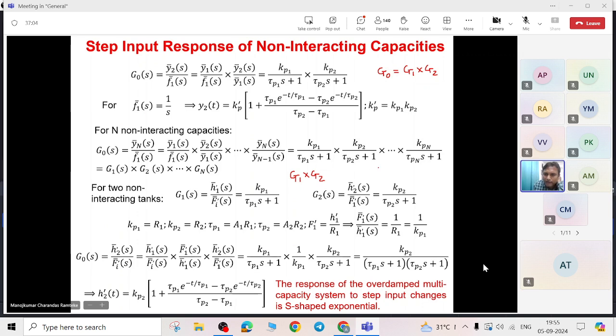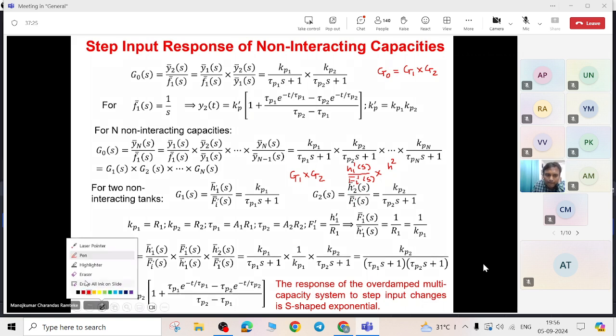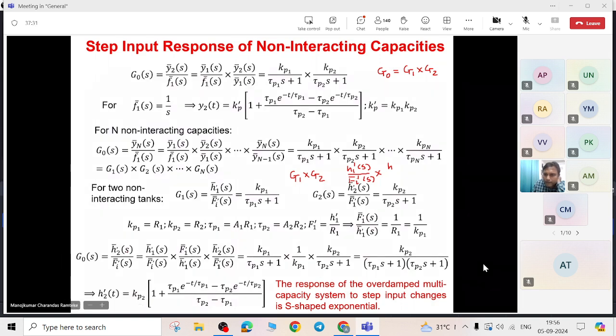I'm going to get this H1 dash S divided by Fi dash S into H2 dash S divided by F1 dash S. This is what I'm going to get. Correct. But I am not interested in getting this.